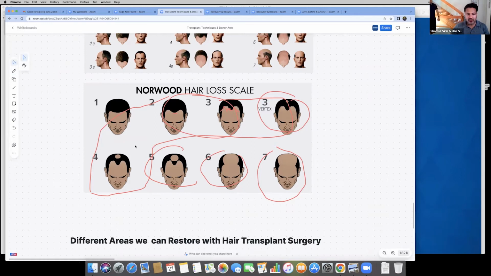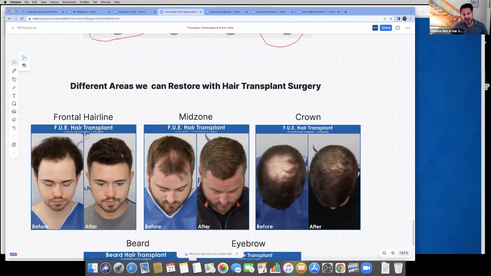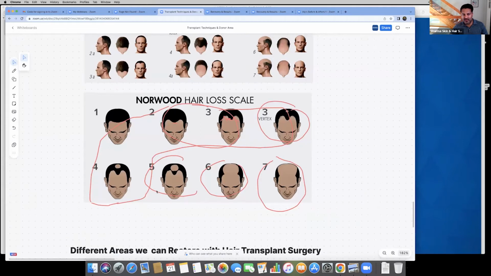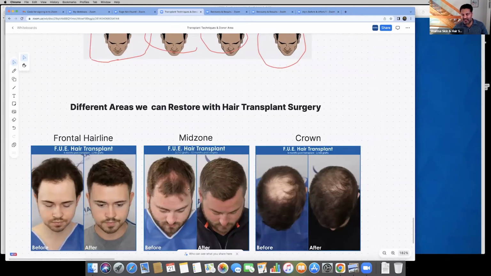Now, let's talk about the different areas that you can restore with hair transplant surgery. So here we are, stage 2. This chap came in, quite a young man, very, very straightforward surgery. We stabilized him with medication, transplanted him, and that's his result. Here, the mid zone, he's sort of creeping up into a 4 there. As you can see, we restored his front and the mid zone, and obviously medication as well.